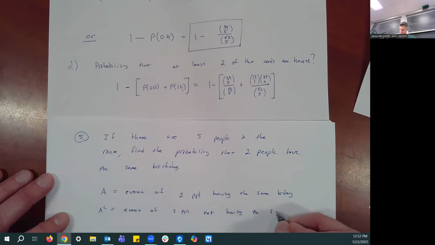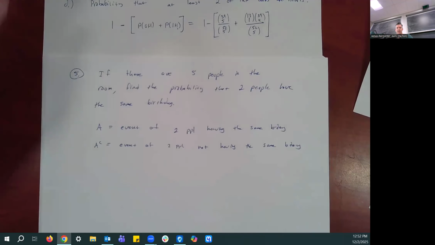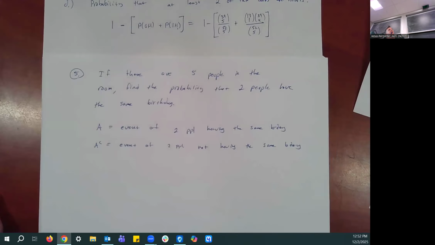Yeah. It is saying that we're supposed to get rid of 3, 4, 5 people. Yeah, I was like, yeah.